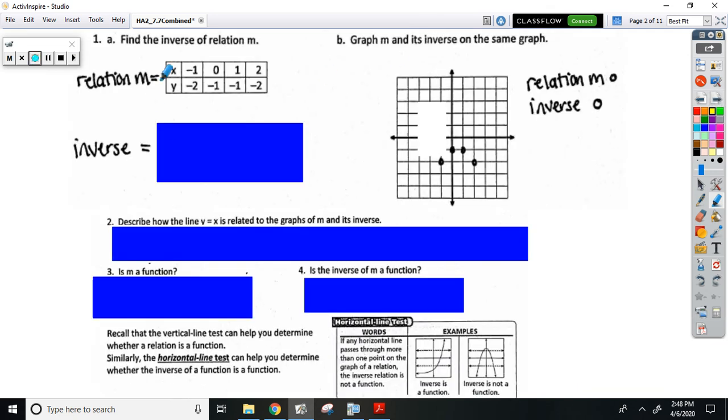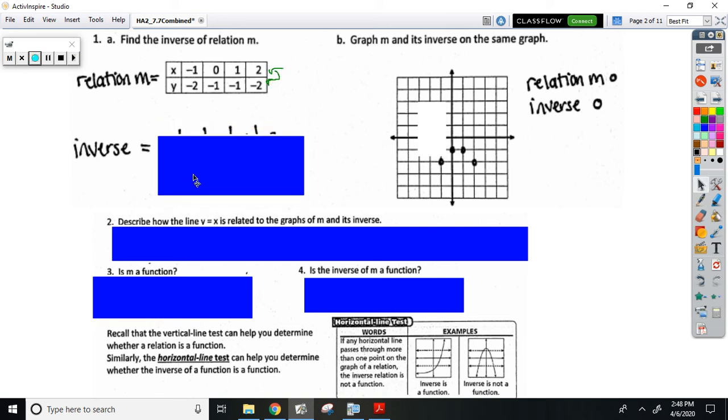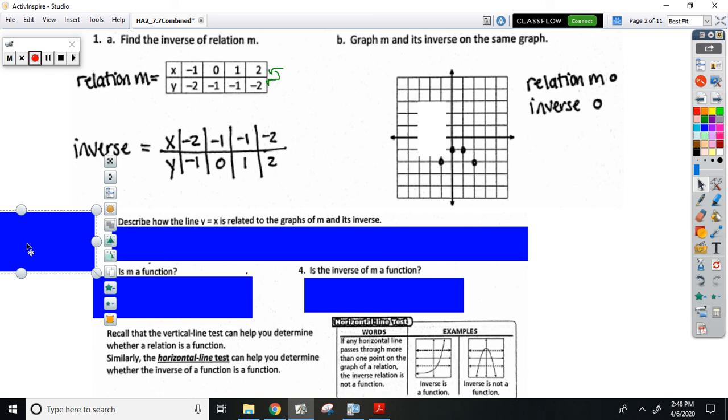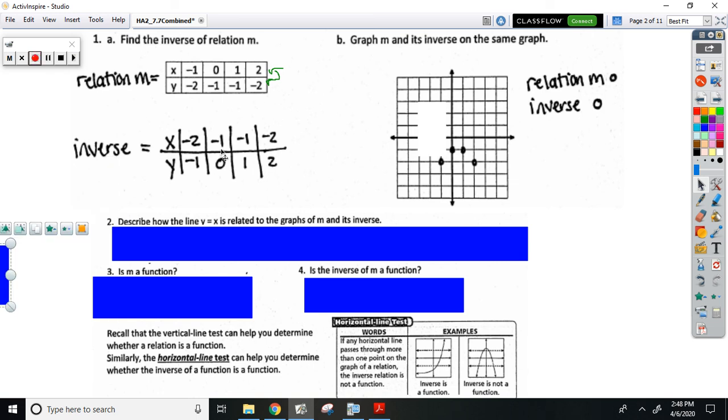So when we're given a relation as a set of ordered pairs, if we want to find the inverse, all we have to do is flip-flop the x and the y values. So we're just going to switch these around. So the inverse, the x values will be -2, -1, -1, -2, whereas the y values will be -1, 0, 1, and 2. So all we do is flip-flop the x and the y.